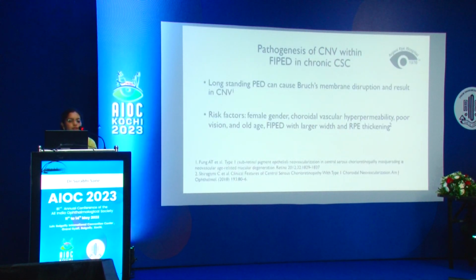It has been proposed that a long-standing PED in chronic CSC can cause Bruch membrane disruption, and that can result in CNV formation. Female gender, choroidal vascular hyperpermeability, poor vision at baseline, old age, and FIPED with a larger width and RPE thickening are few of the risk factors associated with development of CNV.